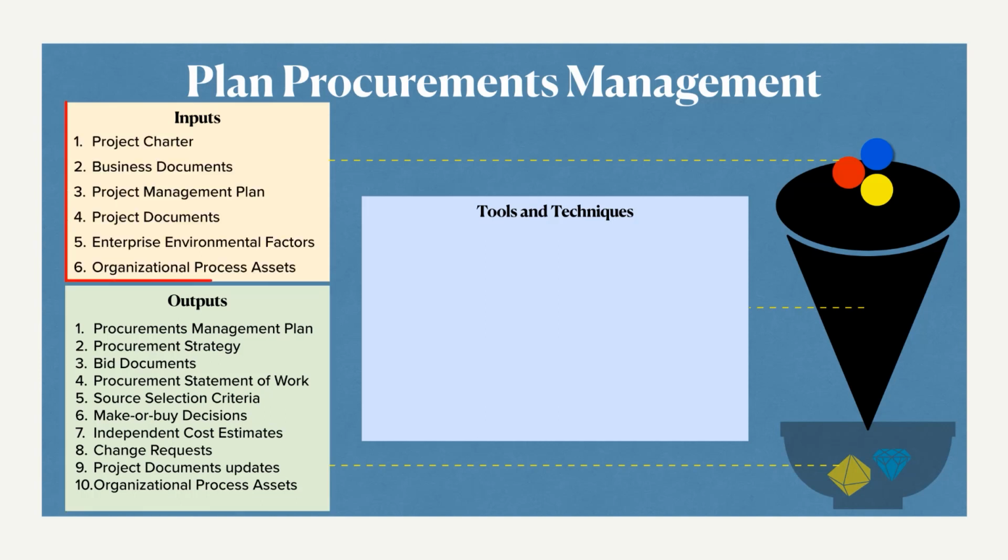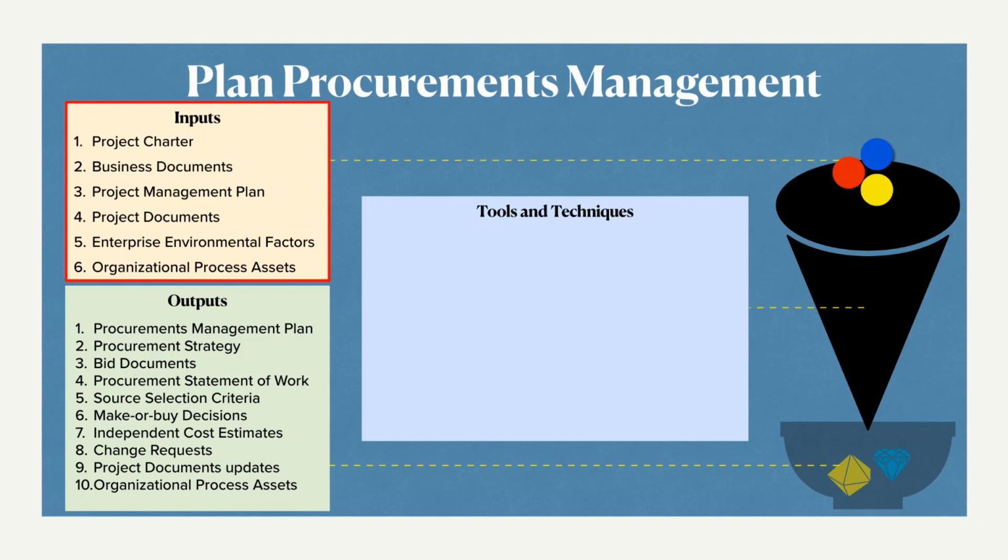Okay, let's have a quick look at the inputs. We have 6 inputs. All of them, as you can see, are quite common. However, let's go quickly one by one. The project charter is used and quite often referred to. The business documents, like the business case and the benefits management plan, are all referred to as inputs. The project management plan and all relevant components within it can be referred to. All the relevant project documents are referred to.